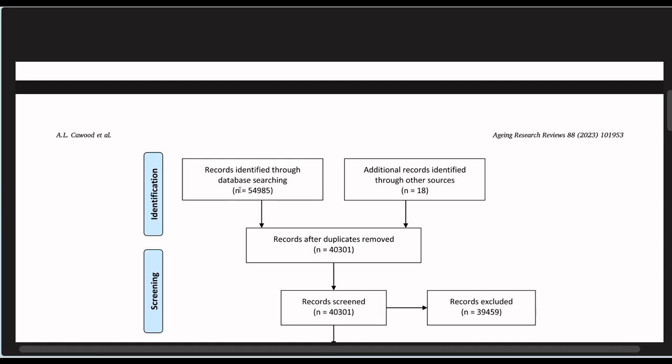So the identification stage is comprised of all the studies that were crawled. As you can see on the screen, these authors aggregated 54,985 articles, and they also found additional records that were identified through other sources. Remember, the other time we talked about when you want to start searching, you can search databases dedicated to your area of specialization, and you can as well go and search gray sources.